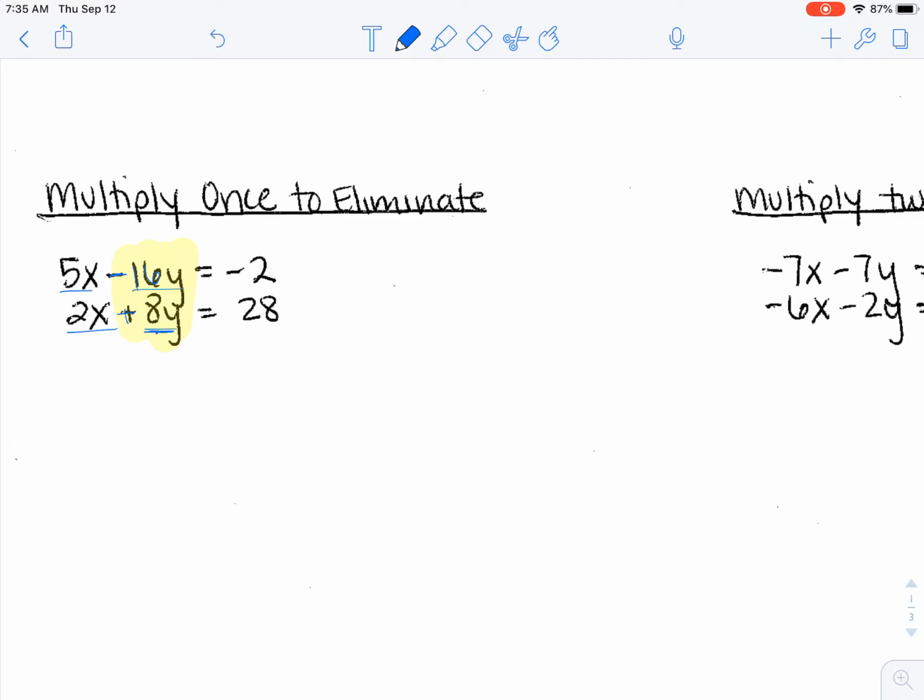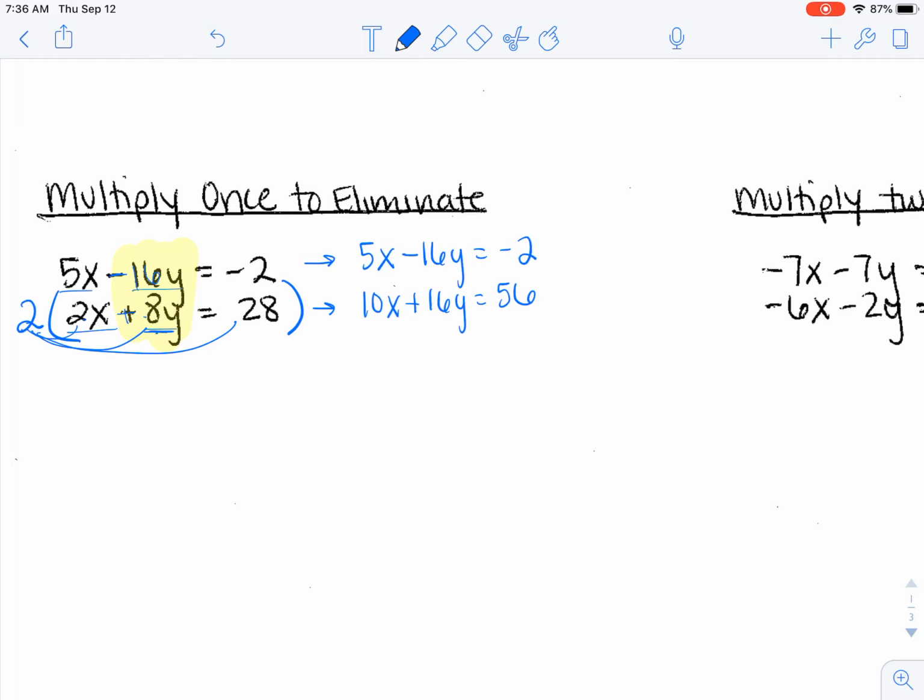So what I'm going to do is multiply the second equation by 2. And by doing that, all I'm going to do is change this y value so that I can use elimination. All right, so I'm going to rewrite the first equation because I'm not doing anything to it. So 5x minus 16y equals negative 2. I didn't touch that one. The second one, I'm going to multiply every single term by 2. So it's like distributive property. So this one's going to be 10x plus 16y equals 56. All right, now these are the equations I'm going to use.